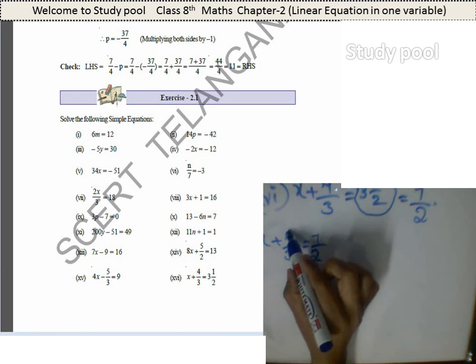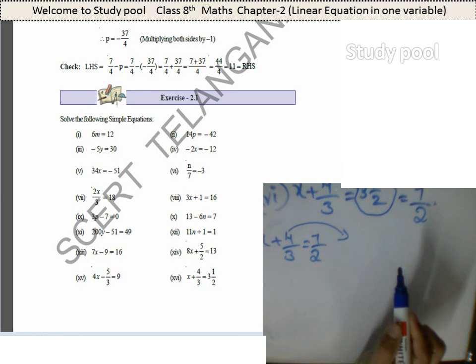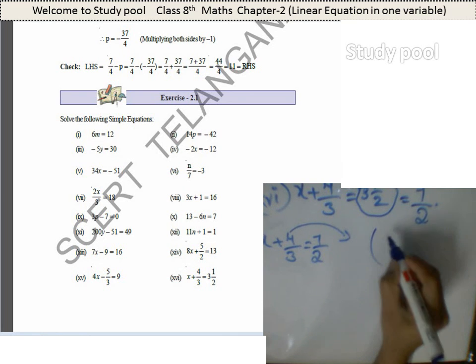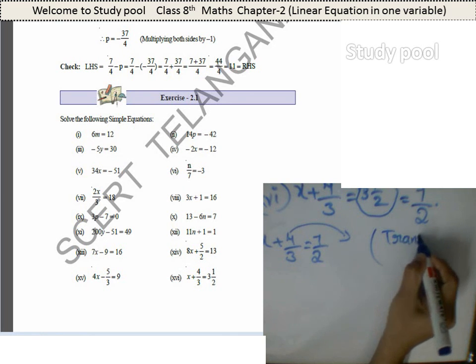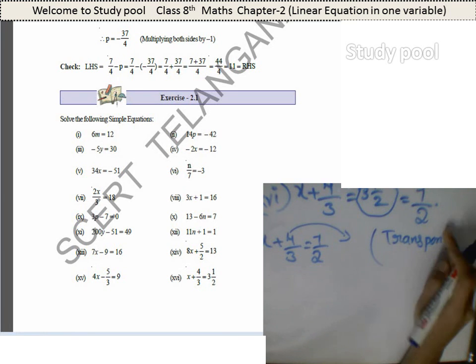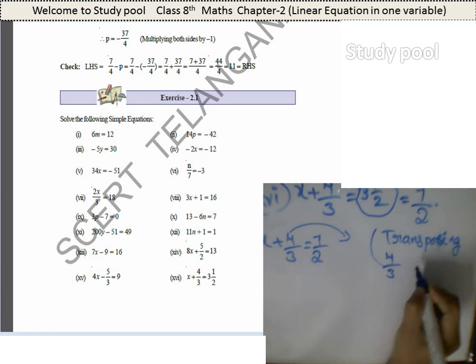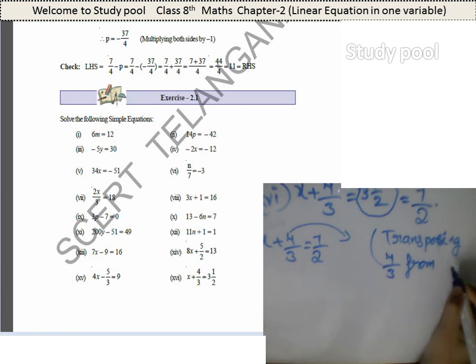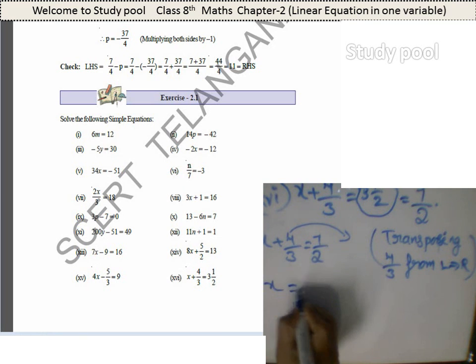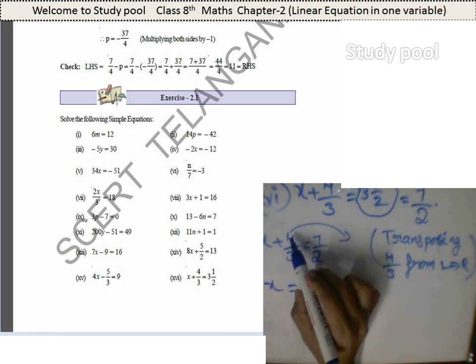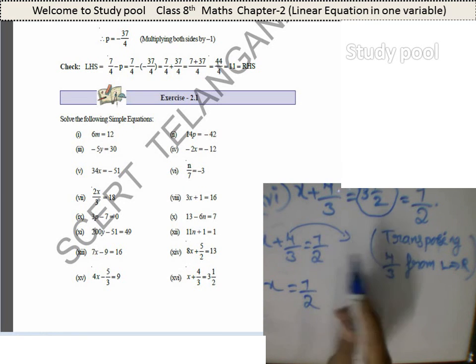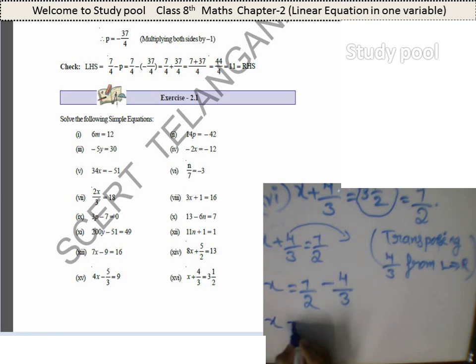Now what do we have to do? We have to transpose this 4 by 3 from left to right. Okay, so what happened? X is equal to 7 by 2. If you transpose this 4 by 3 from left to right, what happened? It will become minus. Okay, now x is equal to, how will we do it?